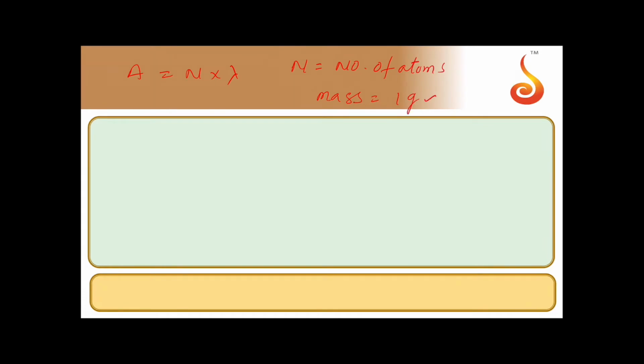So this mass must be changed into number of atoms now. For that, we divide mass by molar mass and multiply by Avogadro's number. Therefore, activity A is equal to 1 gram is given to us, 1 by its molar mass into Avogadro's number, 6.023 into 10 to the power of 23. So this many atoms are there.